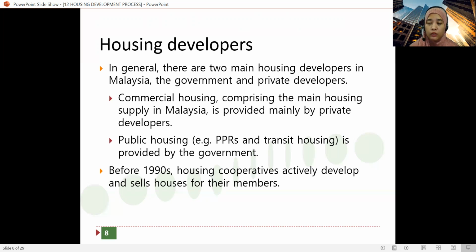Started to be established in Malaysia, and it was well received because the main objective of cooperatives was to help their members. Members beli saham, they purchase shares in the cooperative, they become members, and then they enjoy certain benefits lah. So for housing cooperatives, what they do is they use the money that they collect from their members. Okay, they purchase a piece of land.